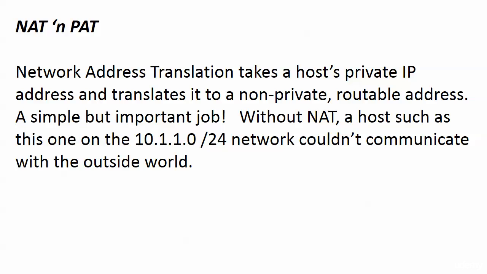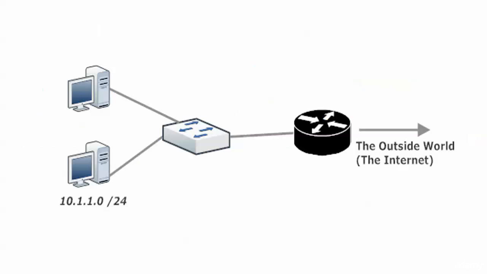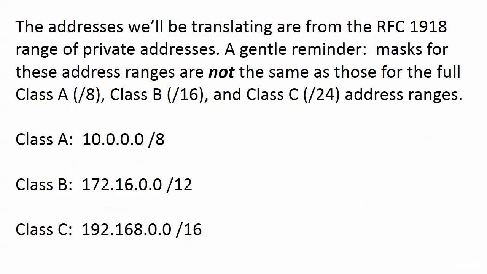You know, we're translating a network address. I get that part, I'm sure you're saying, but what about the rest? What address are we translating? We are taking a host's private IP address and translating it to a non-private routable address. It's a simple job, but an important one, because without that, hosts on, say, 10.1.10/24 couldn't communicate with anybody outside of their local network, because those are considered private non-routable addresses. They have to be changed to something that can be routed across a WAN.